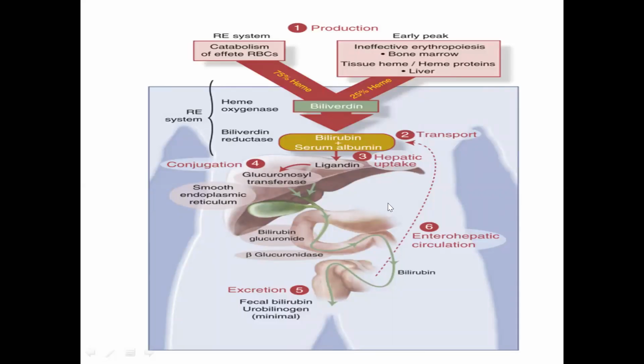So this is again a diagram which covers the whole production and metabolism of bilirubin. Here you can see that nearly 70 to 80% of the bilirubin comes from the breakdown of senescent RBCs, and the remainder comes from muscle myoglobin and cytochromes and sometimes ineffective erythropoiesis. So that we will see later on in the etiological part.